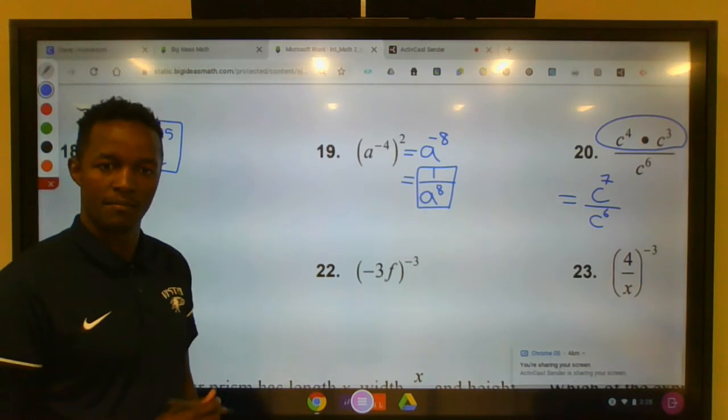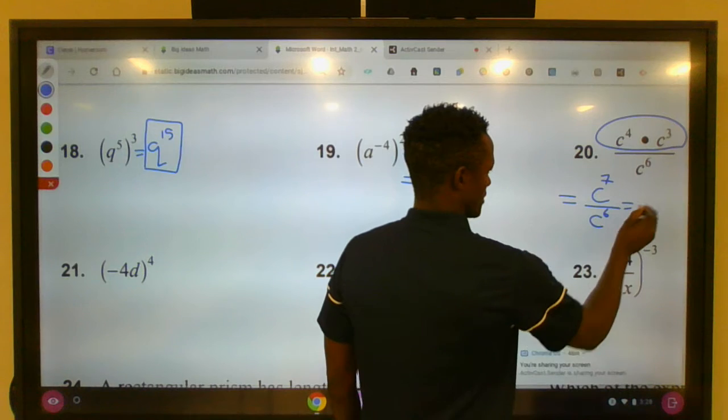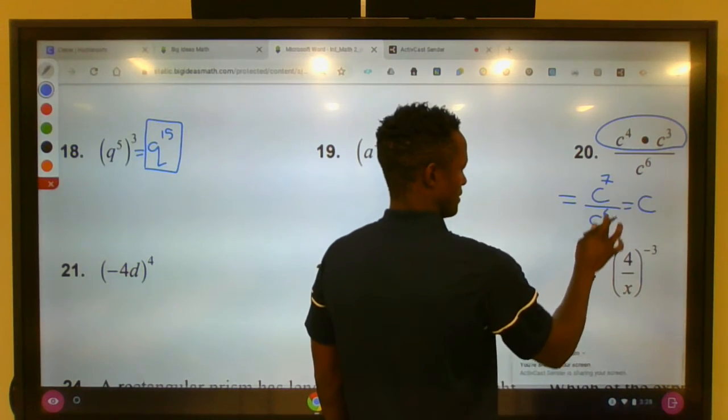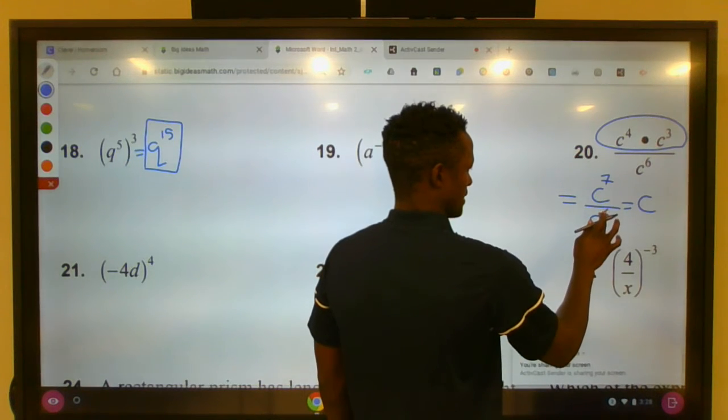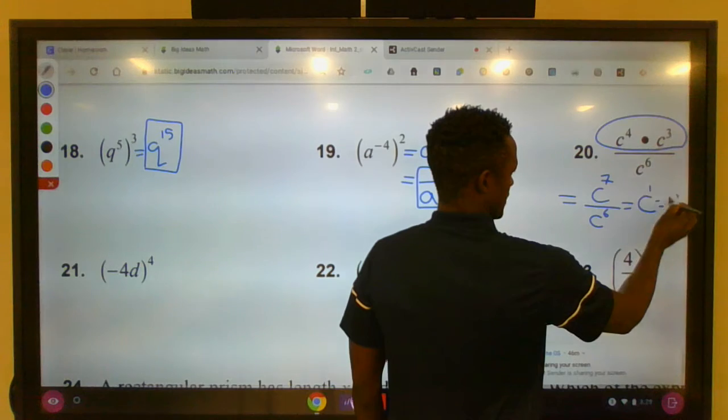Now we're dividing powers that have the same base. And we have a property that allows us to write one base and simply subtract the exponents. 7 minus 6 is going to be 1. Or you can just leave it as c.